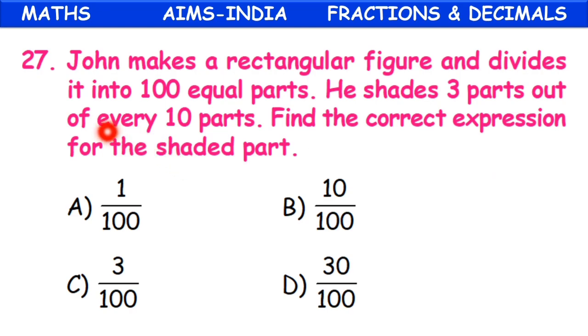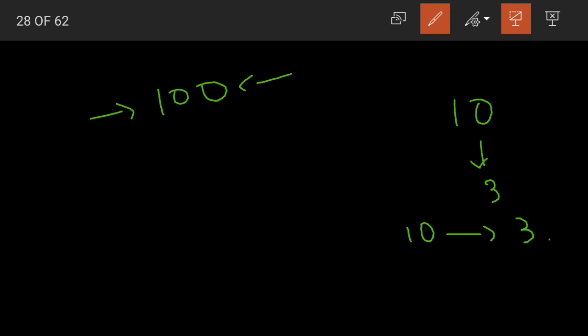Next question 27. John makes a rectangular figure and divides it into 100 equal parts. He shades 3 parts out of every 10 parts. Find the correct expression for the shaded part. Now what are they saying here? He has divided a figure into a total of 100 parts, and for every 10 parts he has shaded 3 parts. Understood, children? For every 10 parts he has shaded 3 parts.